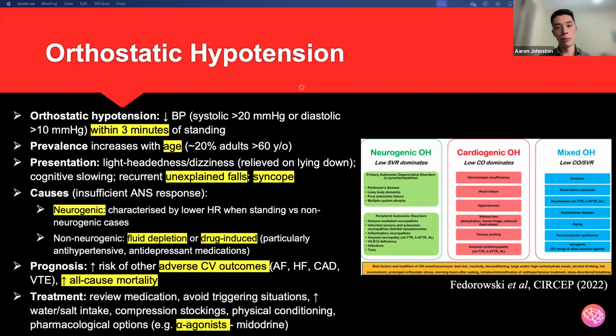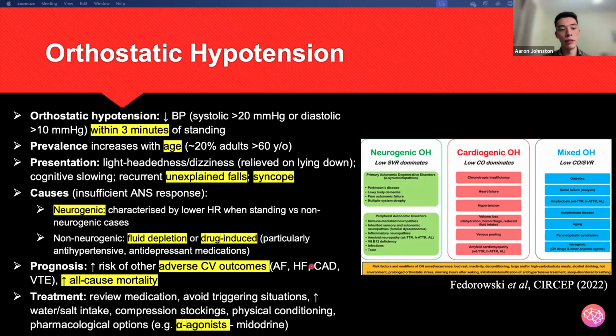Non-neurogenic causes include fluid depletion. So if you've already got a reduced fluid volume, if more of it pulls below the diaphragm upon standing, this is going to lead to an even greater drop in venous return and therefore cardiac output. The heart can only output what is presented to it in the form of venous return. Or it can be drug induced. For example, beta blockers, if you're going to pharmacologically inhibit your sympathetic system, that can lead to orthostatic hypertension. Prognosis is that it increases risk of other adverse cardiovascular outcomes, particularly atrial fibrillation, heart failure, coronary artery disease, venothrombotic events or venothrombotic embolisms, and ultimately increased all-cause mortality.